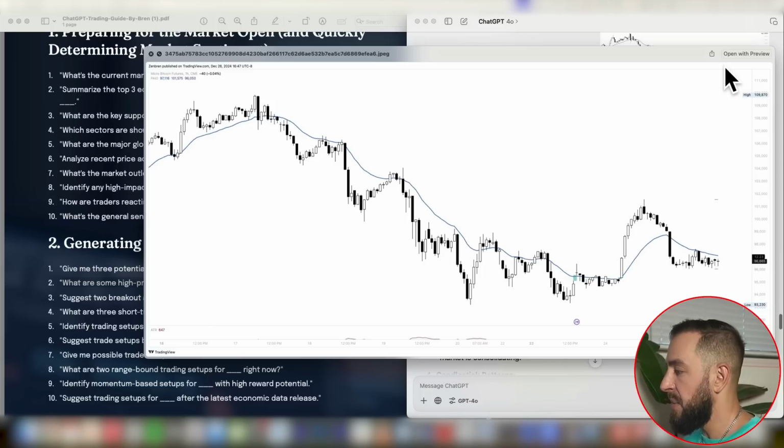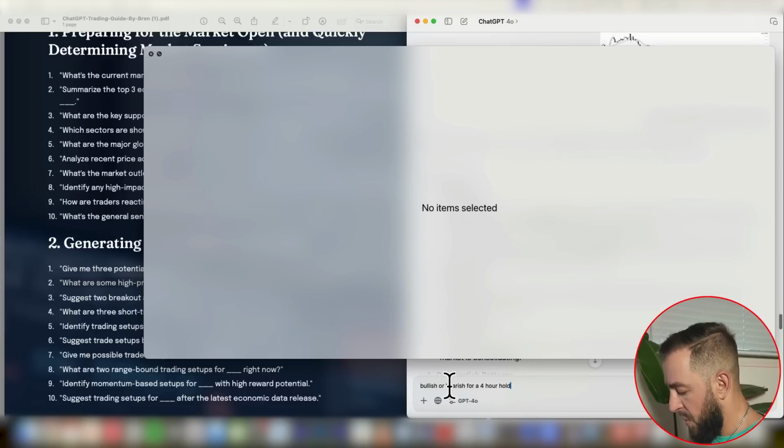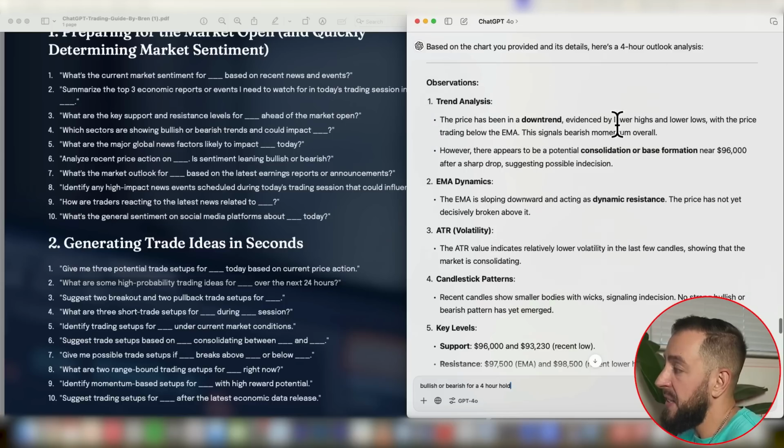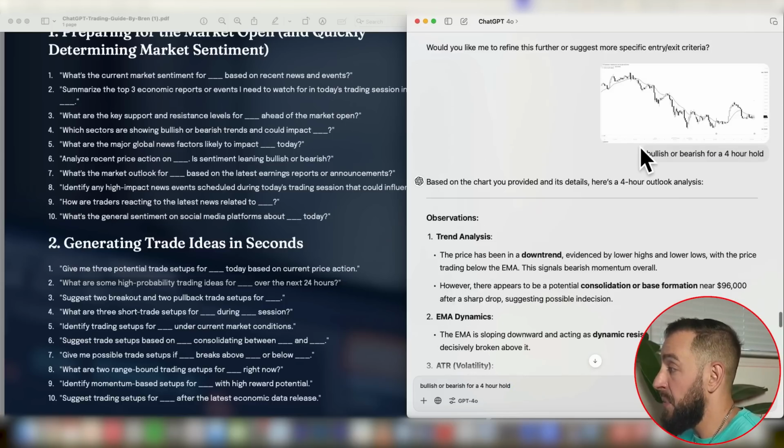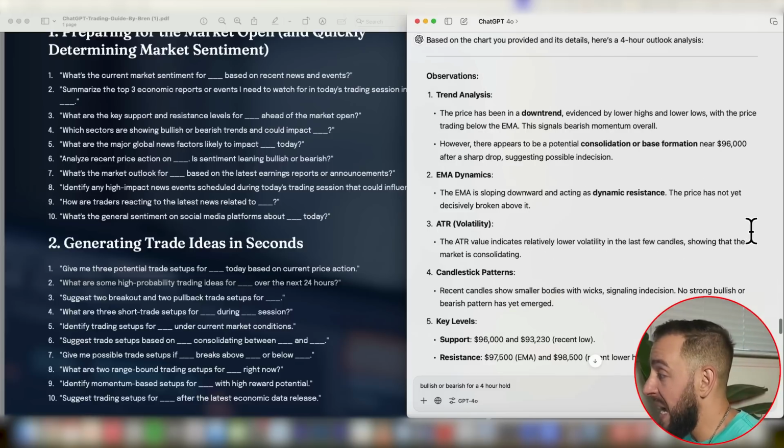The lesson here is the more specific information you give it about what you want, the better information you'll get back. How about this? Let's pull up the micro Bitcoin futures, copy the chart, we'll throw it into ChatGPT, and we'll just say very simply, bullish or bearish for our hold. Trend analysis. The price has been in a downtrend with the price trading below the EMA. As we can see, we're below the EMA. Okay. The EMA is sloping downward and acting as dynamic resistance. The price has not decisively broken above it.